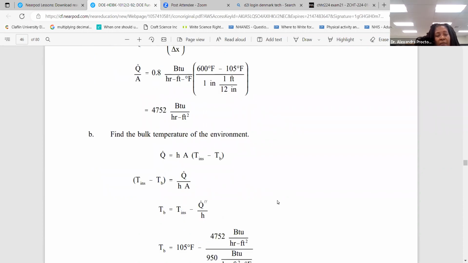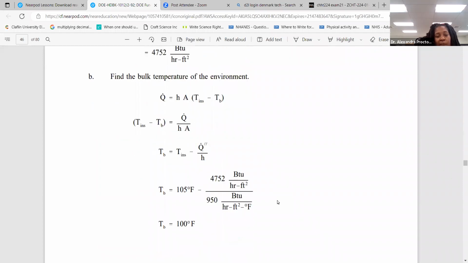For part B, you need to find the bulk temperature for the environment. Q is equal to H A times (T insulation minus TB). So T insulation minus TB is equal to Q over H A. TB, which is the bulk temperature you're looking for, is equal to T insulation minus Q over H. So TB is 105 minus 4,752 BTU per hour square foot divided by 950 BTU per hour square foot degree Fahrenheit. And so the bulk temperature is 100 degrees Fahrenheit.